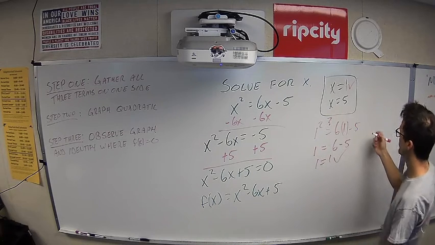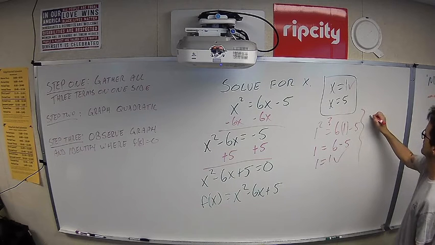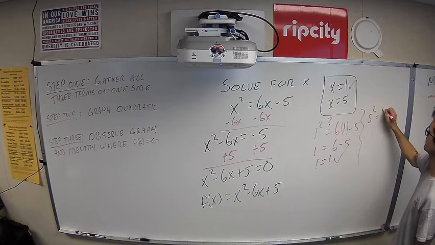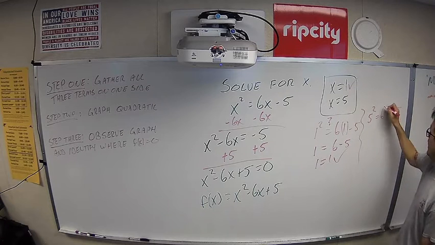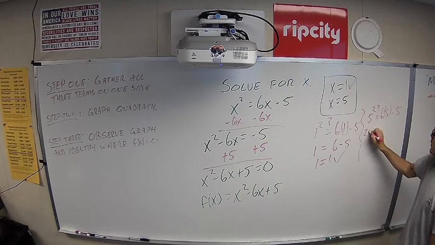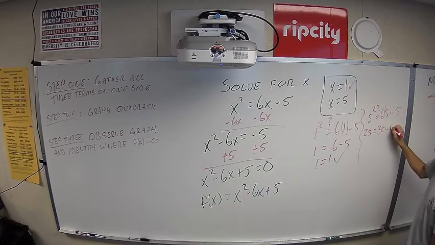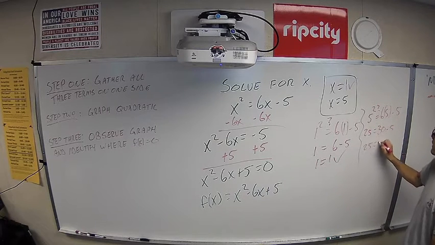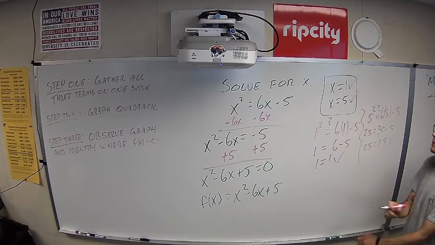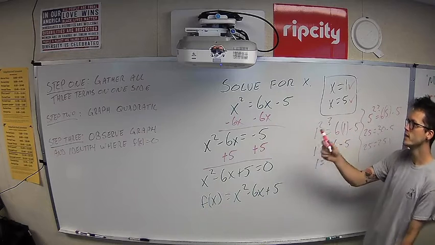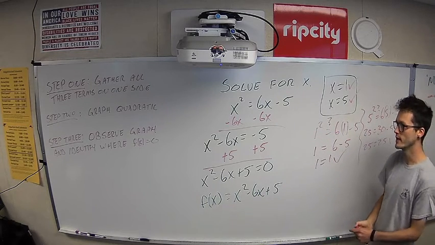Let's check the x equals 5. So it's going to be 5 squared. Separate these out here. 5 squared equals 6 times 5 minus 5. This looks good. And again, question mark. So we have 25 equals 6 times 5. That's 30 minus 5. 25 equals 25. That is a true statement. If you were to plug any other number in here for x, you would not get true statements. We found the only 2 solutions of this quadratic.